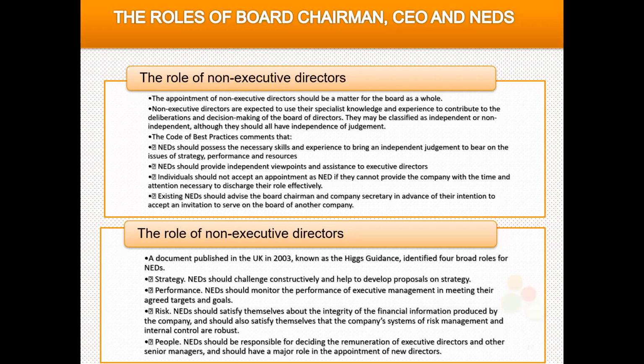Then number 4 is people. NEDs should be responsible for deciding the remuneration of executive directors and other senior managers, and should have a major role in the appointment of new directors. Of course, this makes sense, right? Because if executive directors were to decide on their own remuneration, it won't be easy for the company.